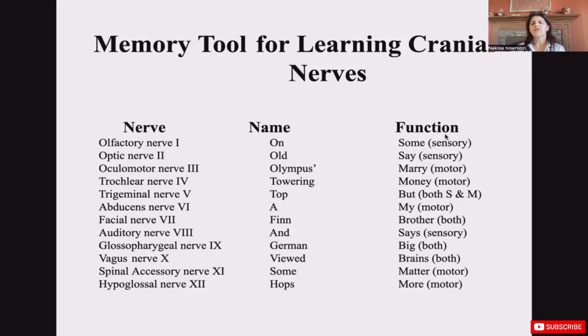And then as far as the functions of these cranial nerves go, you call it sensory, sensory, motor, motor, both sensory and motor, motor, both sensory and motor, sensory, both sensory and motor, both sensory and motor, motor, and motor. Some say marry money, but my brother says big brains matter more.